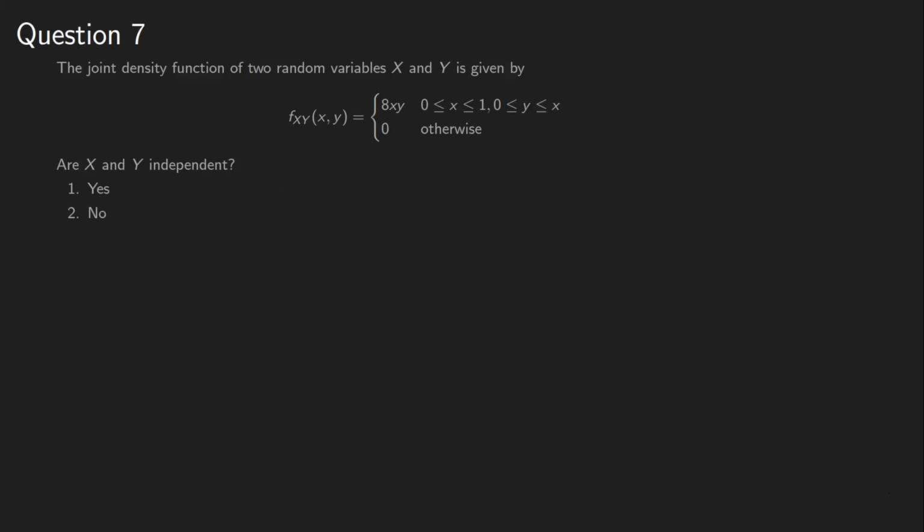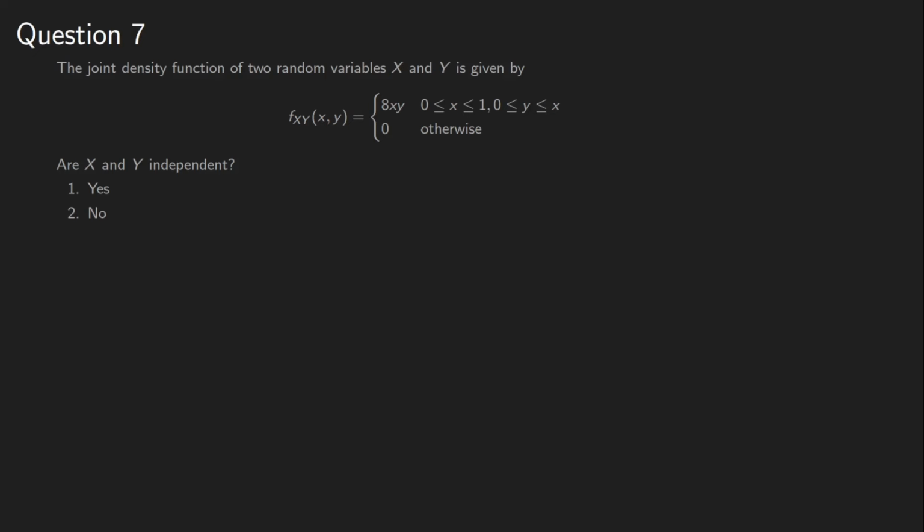Coming to the 7th question, the joint density function of two random variables x and y is given as this. f of x y at x comma y is 8xy when x falls in the range 0 to 1, and y is in the range 0 up to x only, and this PDF is 0 otherwise. And we have been asked if x and y are independent. So we have been given the joint PDF, and we have to conclude whether x and y are dependent or independent.